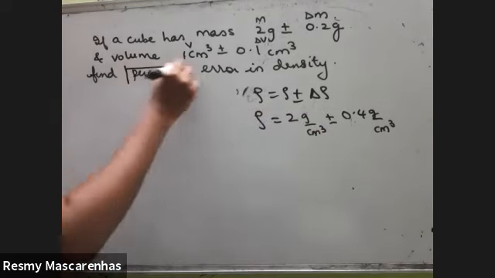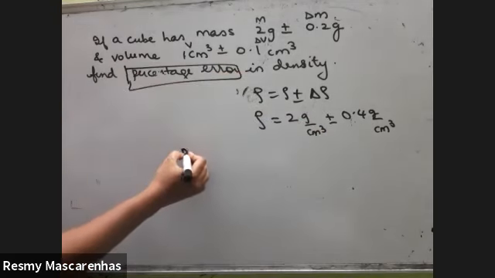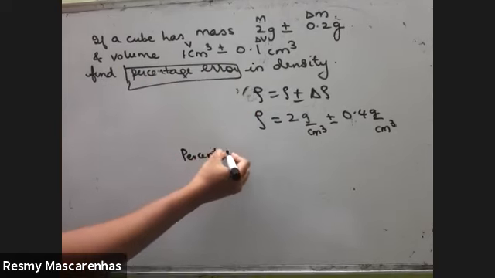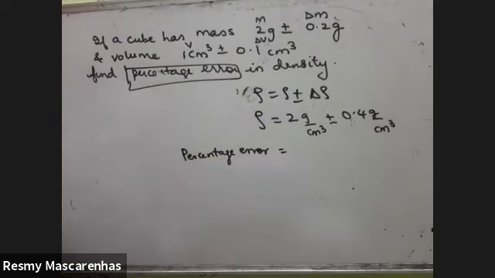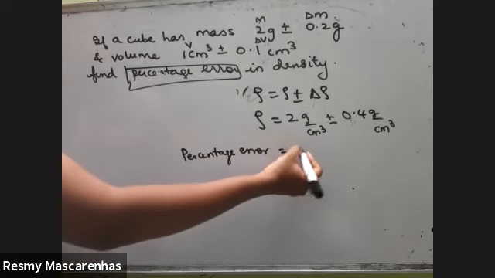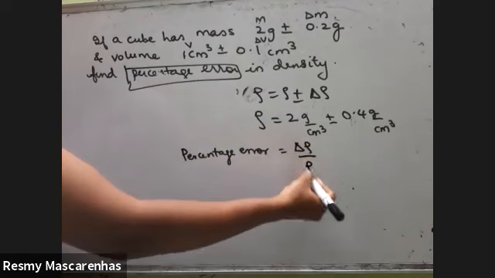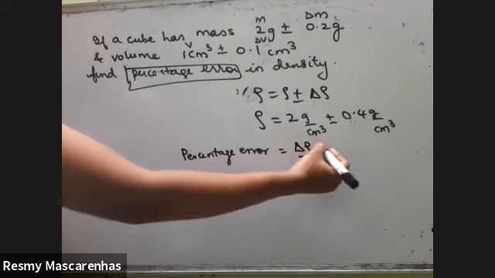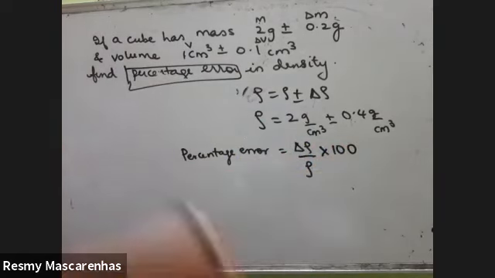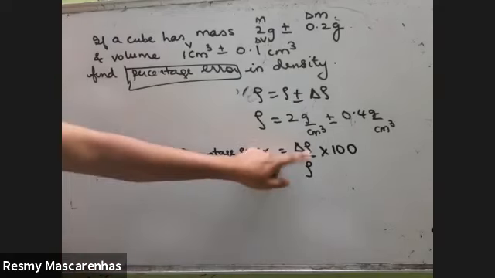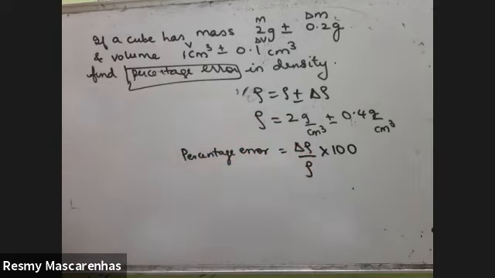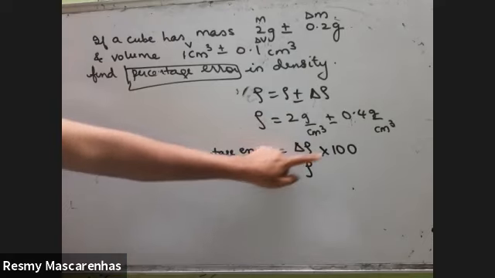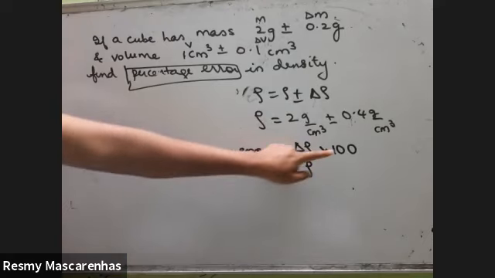Now percentage error has been asked. So what is the formula for any percentage error? It is nothing but relative error into 100. Relative error is given to you as delta rho upon rho, always delta this into 100. Now we have to find out density, that's why I used rho. If we had to find out volume, it would be delta V upon actual V into 100.